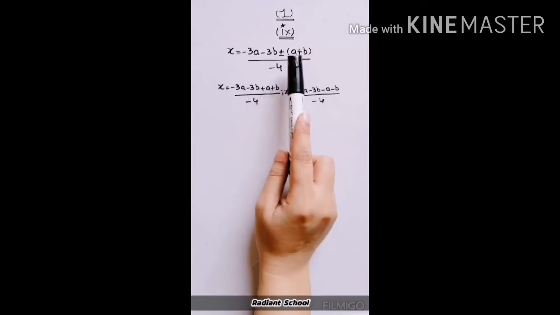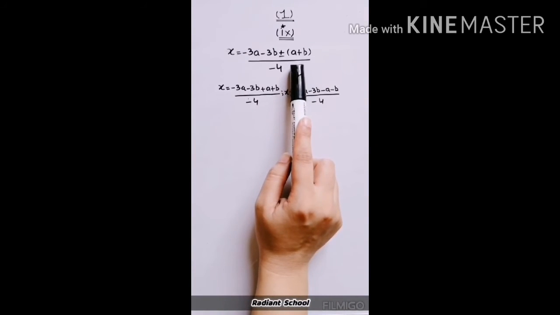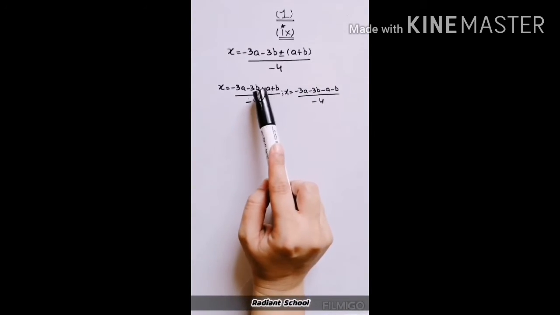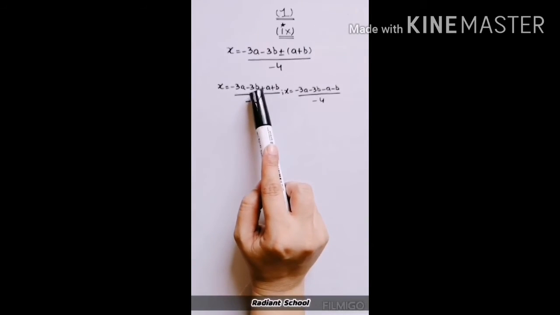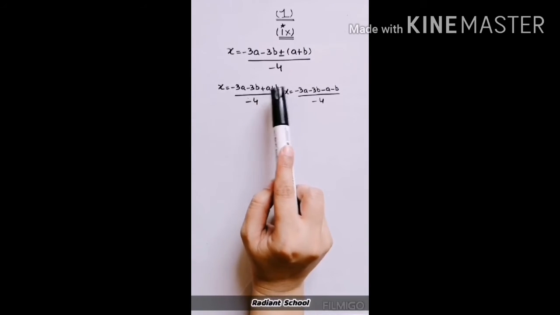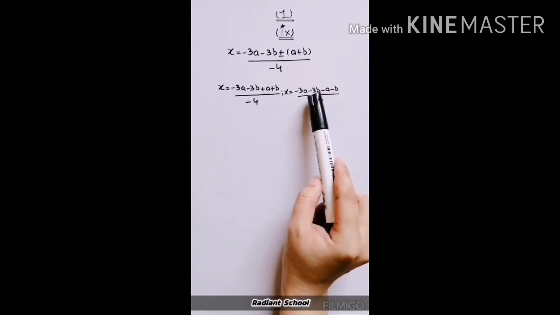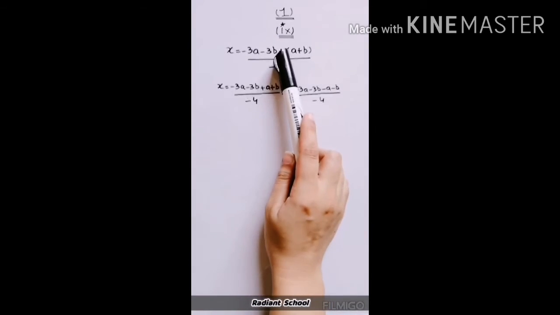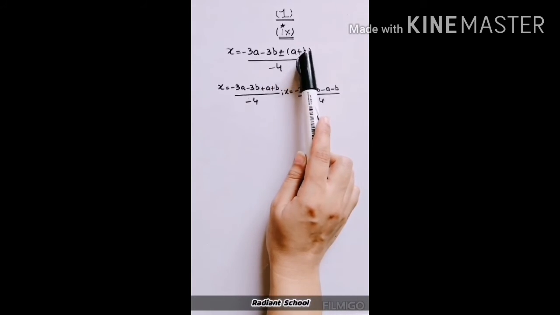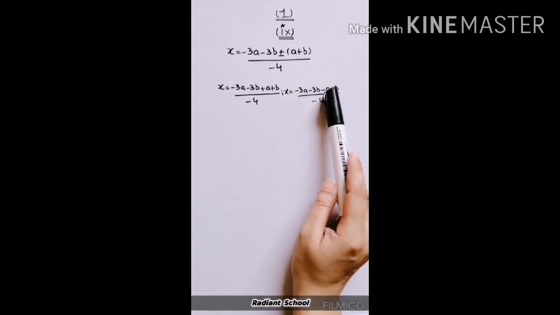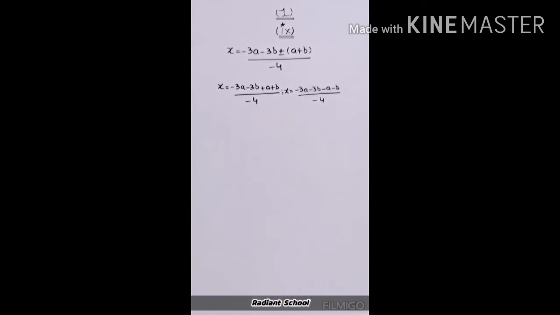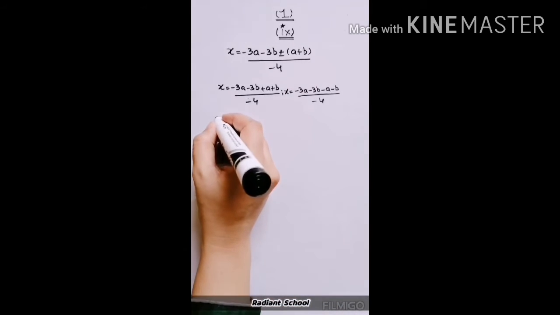Okay students, so this is our final expression. Once we will write with plus sign, minus 3a minus 3b plus a plus b divided by minus 4. Then minus 3a minus 3b minus, because there is a minus sign outside, the sign inside the bracket will be changed, minus a minus b. Now we will simplify the like terms.